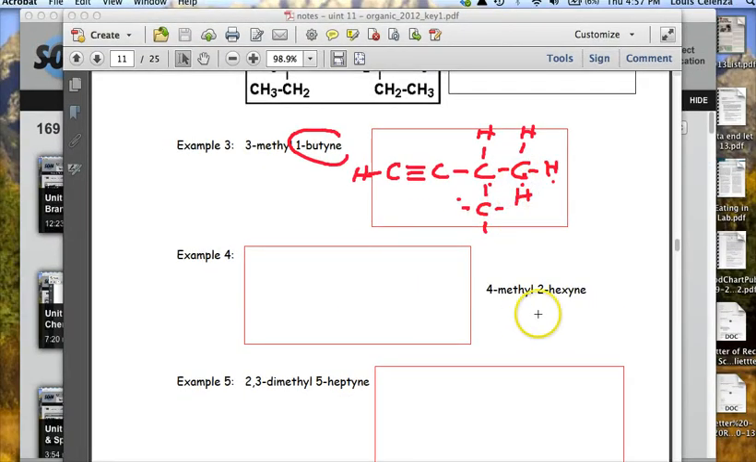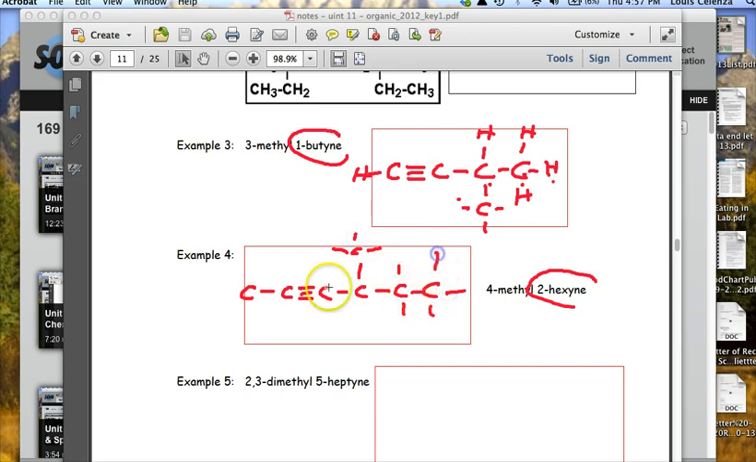4-methyl-2-hexyne. Let's do this. Hexyne is 6 carbons: 1, 2, 3, 4, 5, 6. The triple bond is between the 2nd and the 3rd, so it doesn't matter whether I go here or here. So that'd be 1, 2, 3. The rest of these carbons have single bonds. I have a methyl on the 4th carbon. 1, 2, 3, 4. It doesn't matter whether I put it here or here. I'm going to put it at the top here. That's CH3. I'm going to fill this in very quickly because this is getting to be too long a video already. Okay, that's that one. Let's do this last one.